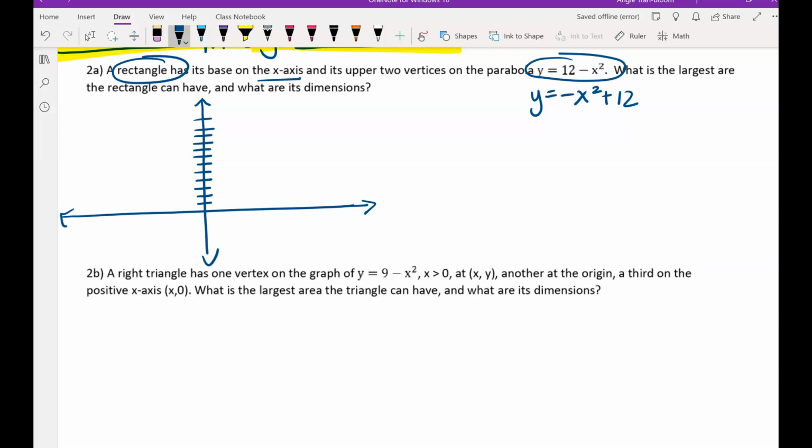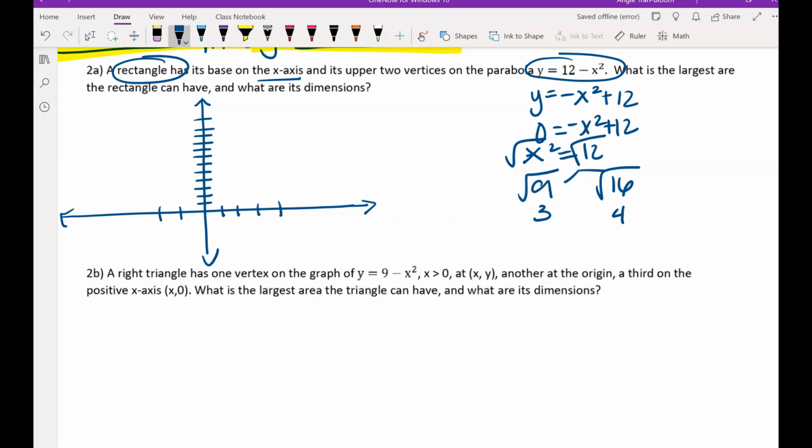I also need to find the x-intercept. So x-intercept is when y equals 0. So x squared equals 12, x equals square root of 12. Square root of 12 is in between 9 and 16. So square root of 9 is 3 and square root of 16 is going to be 4. So I just need 4 tick marks. 1, 2, 3, 4. 1, 2, 3, 4.